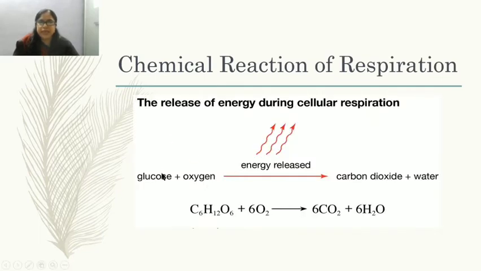What is the chemical reaction here? Glucose plus oxygen, that is C6H12O6, glucose, plus 6 molecules of oxygen react chemically, forming 6CO2 plus 6H2O, and energy is released. This energy is in the form of ATP and is utilized in cellular and metabolic activities. So you add ATP here also.